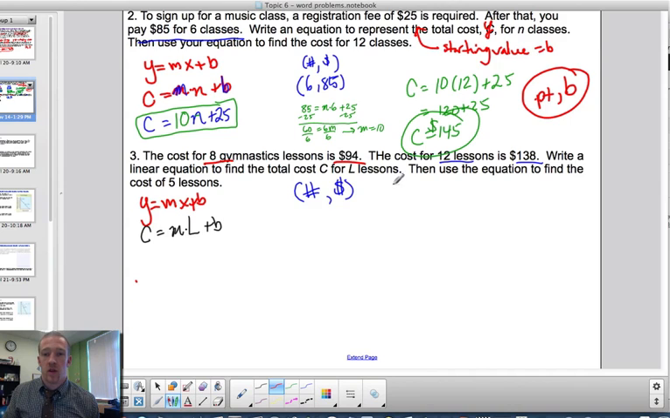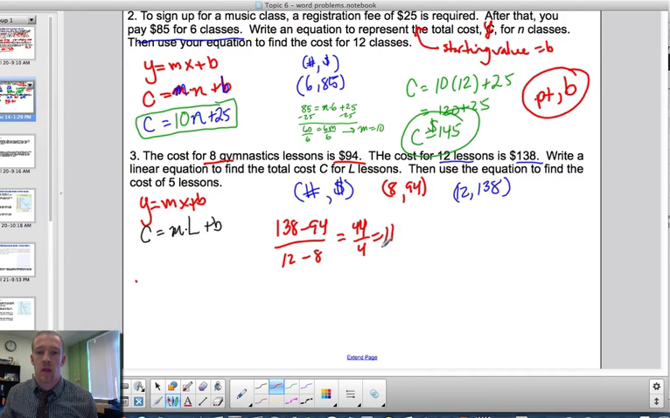So we have 8 lessons for $94 and 12 lessons for $138. Now this is exactly the same as the type of problem that we did before, when you get the equation, a y equals mx plus b equation, given 2 points. You have to find the slope and then solve for the y-intercept. So here we do that. The slope is this. So our slope is 11. And then so we have C equals 11L plus some y-intercept.